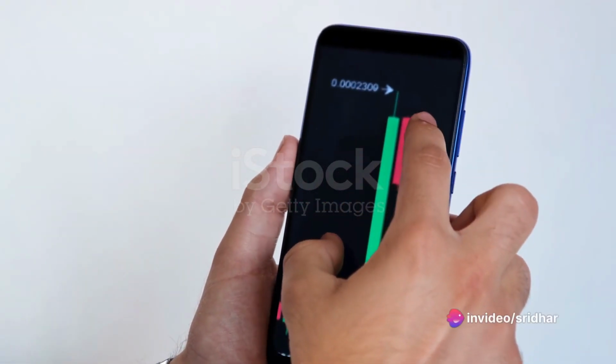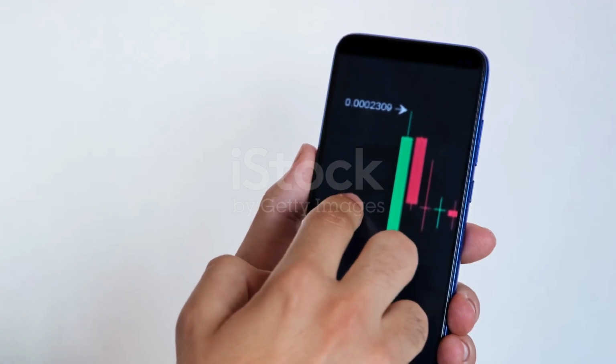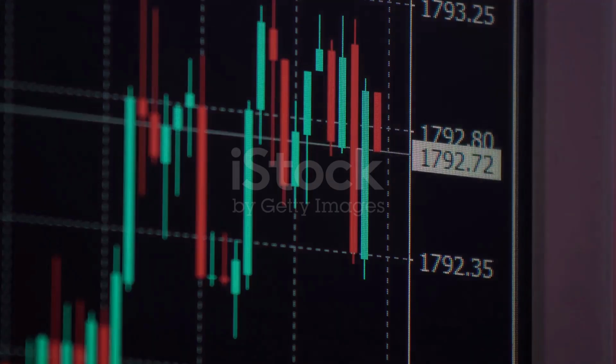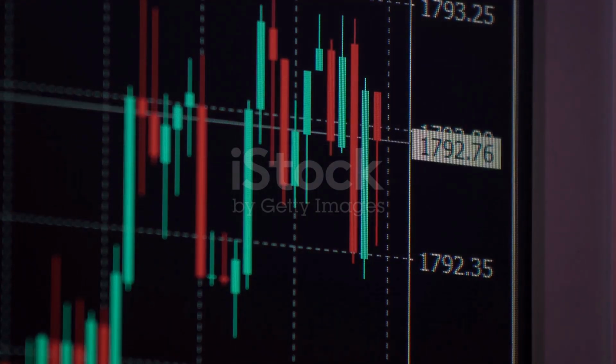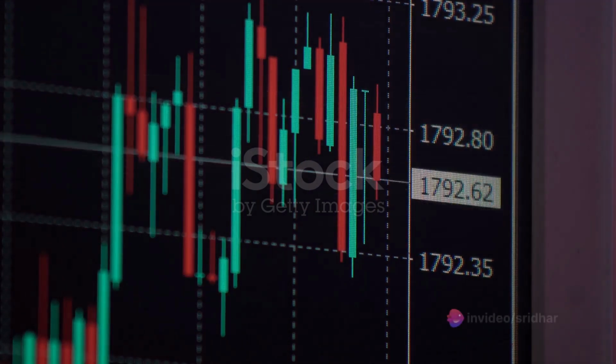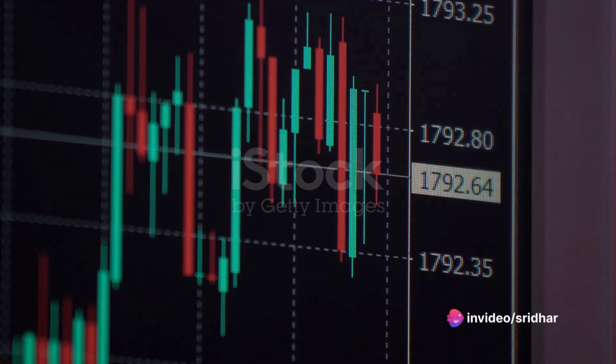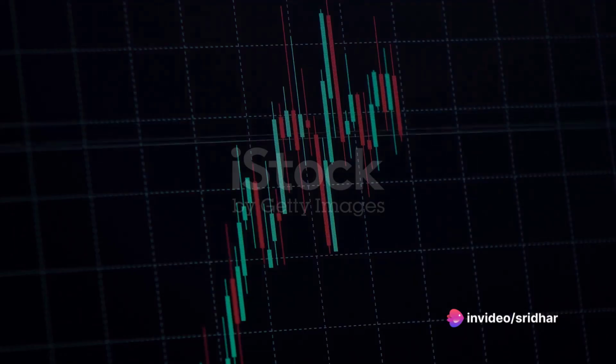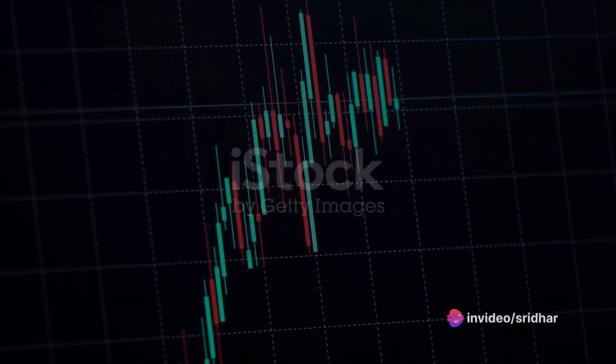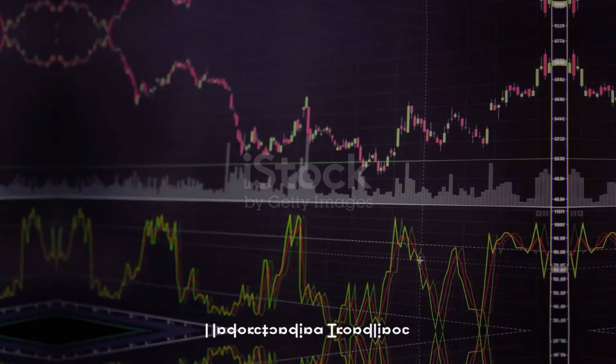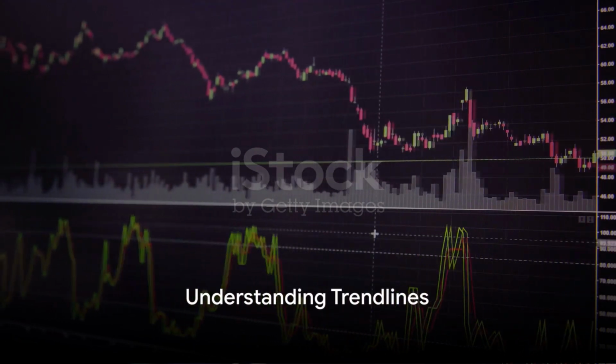So, to sum it up, moving averages are a way to smooth out price data and identify trends. They come in many shapes and sizes, from the simple to the exponential, and each has its own strengths and weaknesses. Now that you have an understanding of moving averages, let's move on to trendlines. Next, let's talk about trendlines.